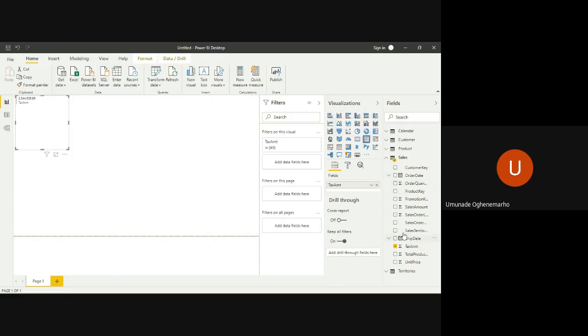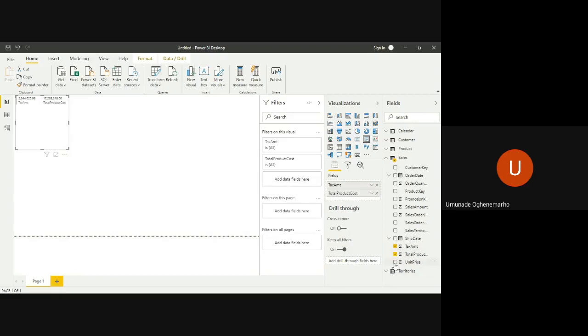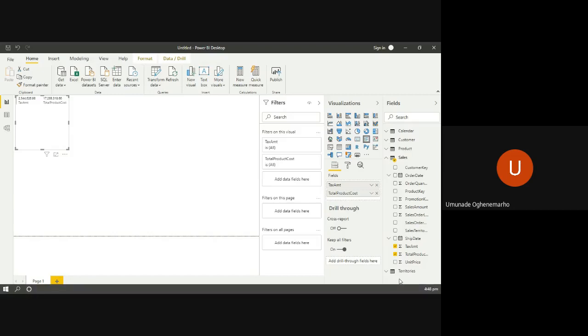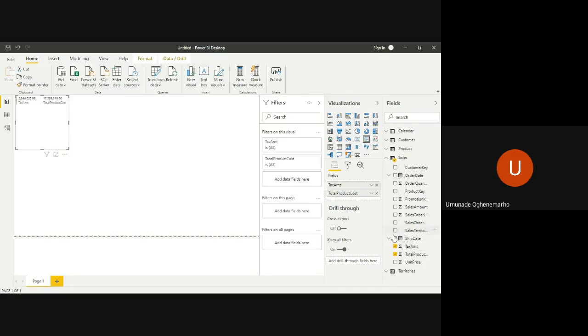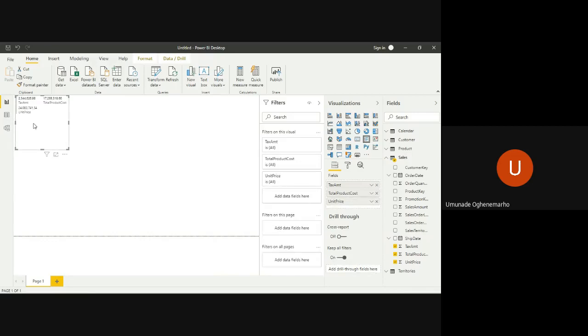So now if I throw in total product cost, visualizing with Power BI is easy. You can come to the fields pane and click on the check boxes here. You just click on the data you want to visualize, or you can drag that data directly into that visual. So now we can see the tax amount, the total product cost, the unit price.